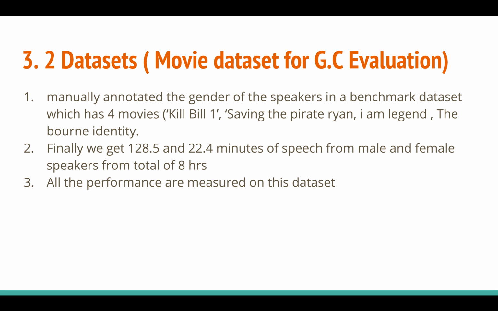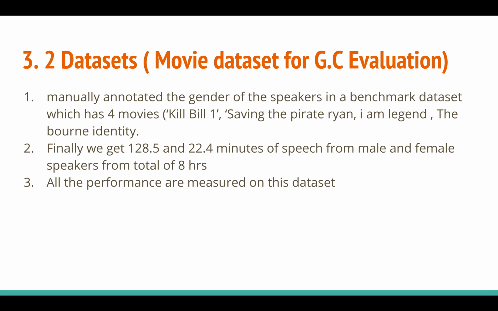So basically, they have labeled the audio data into speech and non-speech, which is voice activity detection. But for gender classification, we need male female tagging. Basically, we need to annotate the data. Annotation in the sense, for every sentence we have to tag that as a male voice or a female voice. This is done manually for these four movies. These movies are Kill Bill 1, Saving Private Ryan, then I Am Legend, and The Bourne Identity. These four movies, around 8 hours of data.